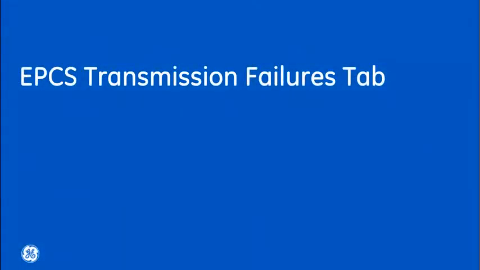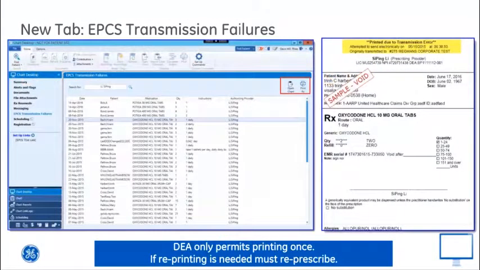Let's now move on to the next new tab in CPS 12.2, and that's the EPCS Transmission Failures tab. Now, unlike the RX Renewals tab, which is for all medications, this tab is only if EPCS is enabled. When prescribing a controlled substance electronically, if there is a failure and the script doesn't make it to the pharmacy, the prescription will come to the EPCS Transmission Failure tab. From here, the user has two options: select the patient and open their chart for review and attempt to resend electronically, or select the patient and click Print RX.